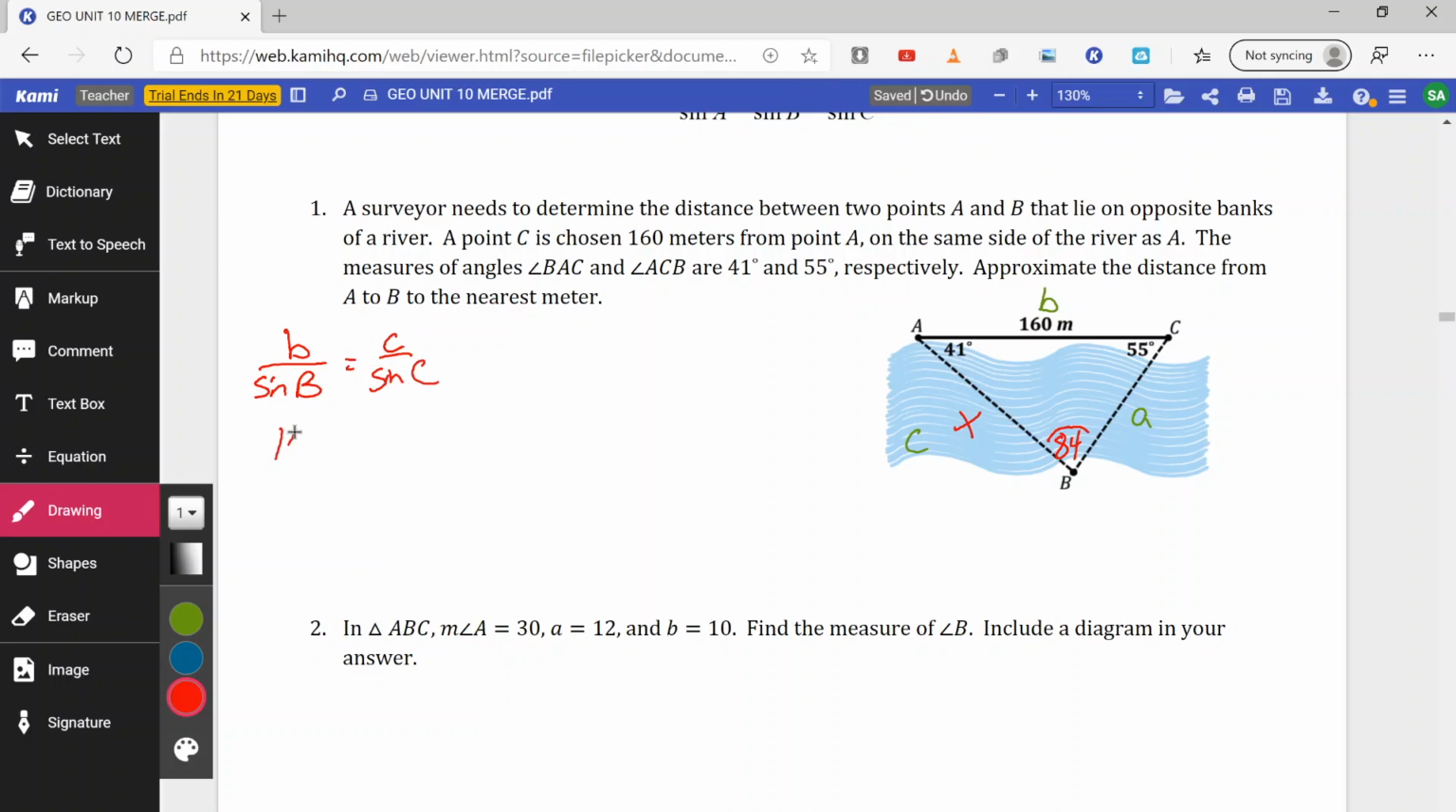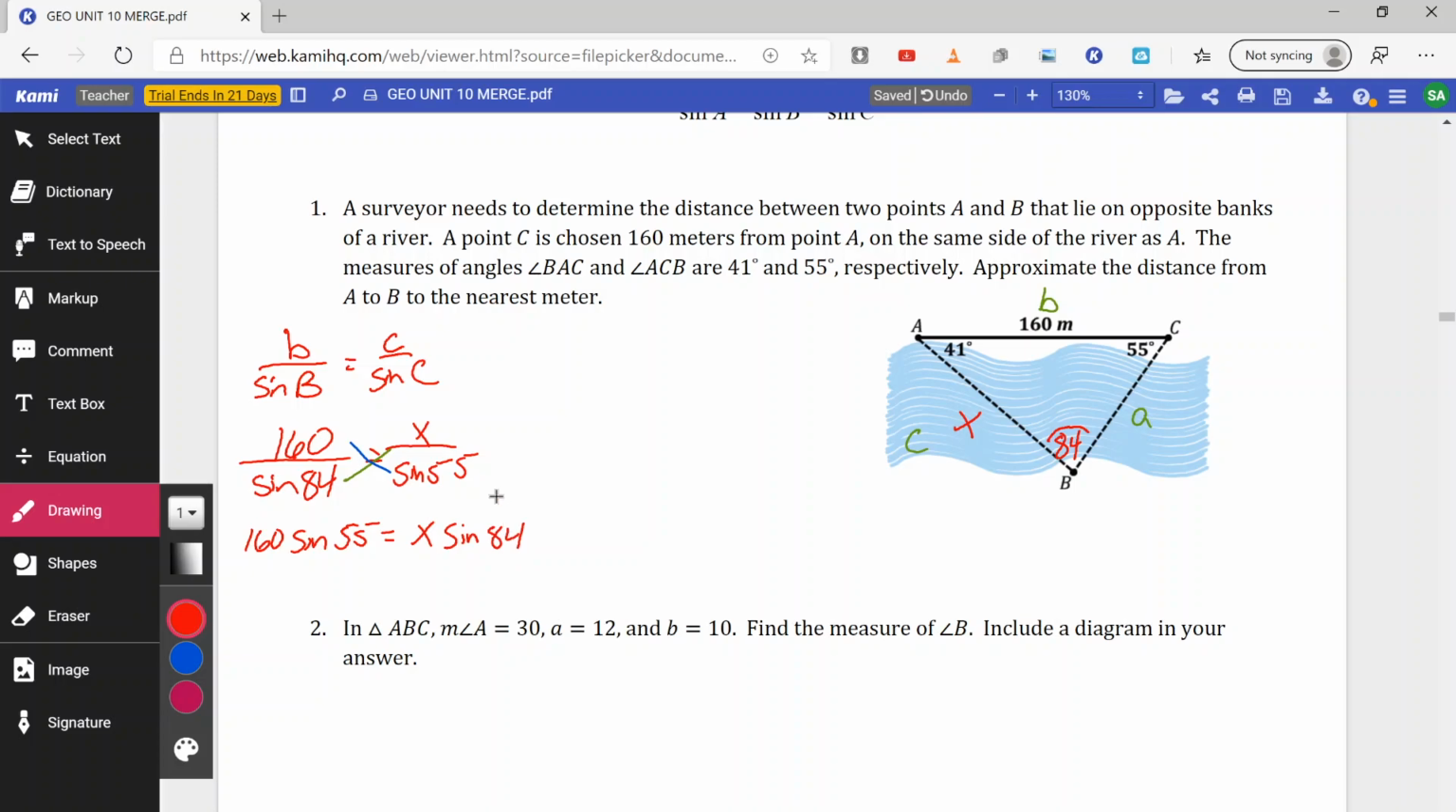Side B, we are told, is 160, and we just figured out that the angle B is 84 degrees. So we have 160 over the sine of 84 equals side C, which is our unknown x, over the sine of angle C, which is sine of 55. Now with any proportion, what we want to do is cross multiply. So cross multiply x times the sine of 84, and we're going to cross multiply 160 times the sine of 55. So we end up with 160 times the sine of 55 equals x times the sine of 84.